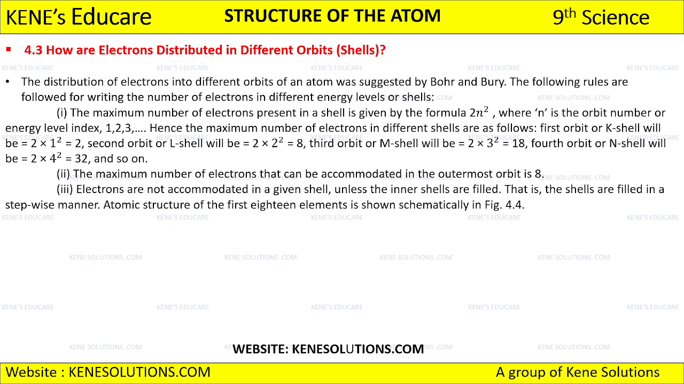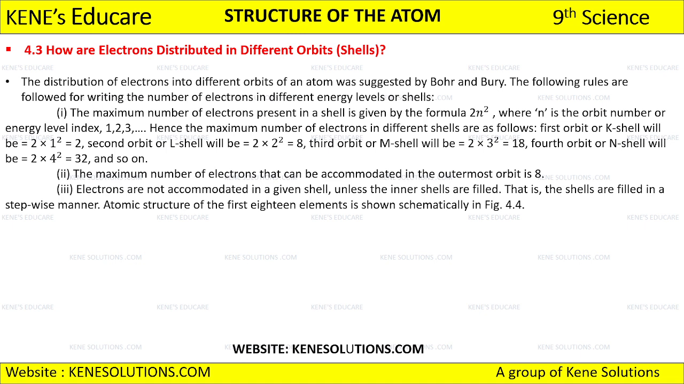Then the third orbit, which is also called the M shell, has n equal to 3. So 3 square is 9, and 2 into 9 becomes 18. So the M shell can accommodate 18 electrons. After that, we have the fourth orbit, the N shell, with n equal to 4. So 4 square is 16, and 16 into 2 is 32. If n is equal to 5, 5 into 5 is 25, and 25 into 2 is 50. So the next shell will accommodate 50 electrons. This is how it goes on.